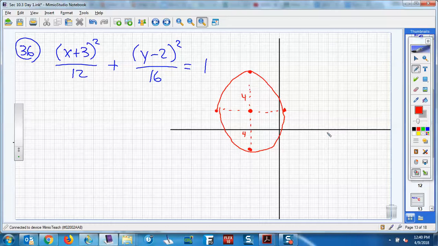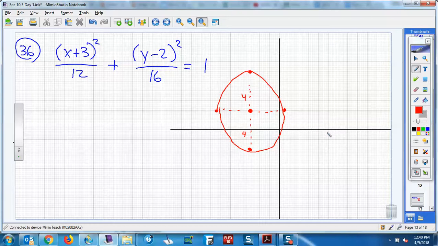All right, so -3, 2. Again, things start by going to the center. The bigger one is under the y, so that's going to be 4 up and down. If you just sketch it, it's obvious it's going to go more up and down. But it's fairly circular because the 12 and the 16 are pretty close to the same thing, right? So you're going up and down about the same that you're going horizontally. So it's pretty close to circular.